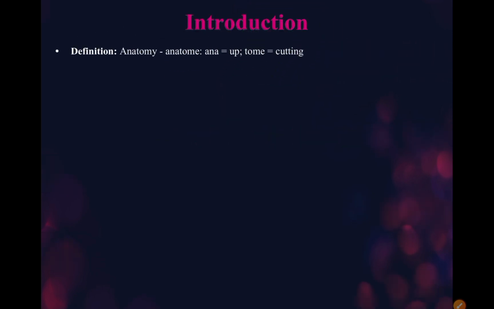Today we're going to start with introduction to anatomy. So what is the definition of anatomy? Before we define anatomy, in the Greek word we call it anatome, meaning ana, up, tome, cutting. So we are learning anatomy in order to dissect. So anatomy deals with dissection.